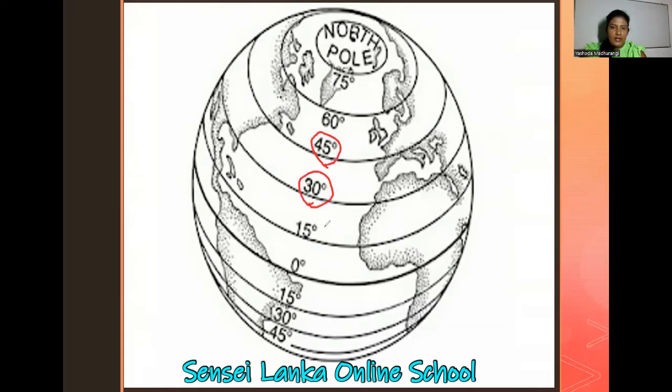Can you see these degrees? 0, 15, 30 like that. They are having a value.